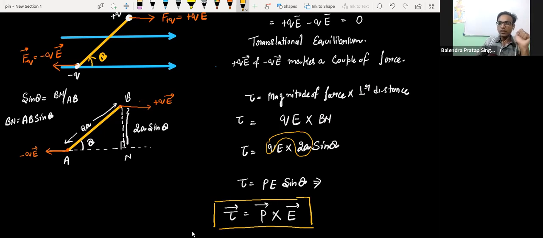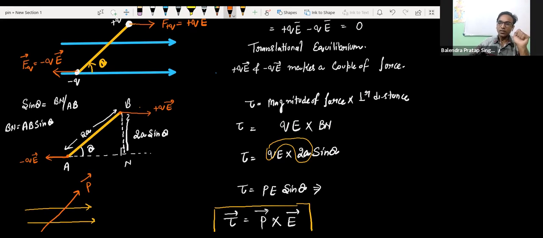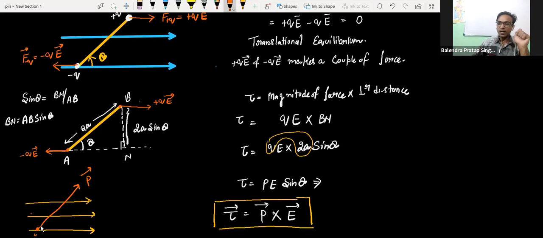Suppose this is your electric field. And here I put a dipole. So this is the dipole, direction of vector P, negative to positive. And this is the direction of the electric field. And this is angle theta. So here P cross E will give you the torque.